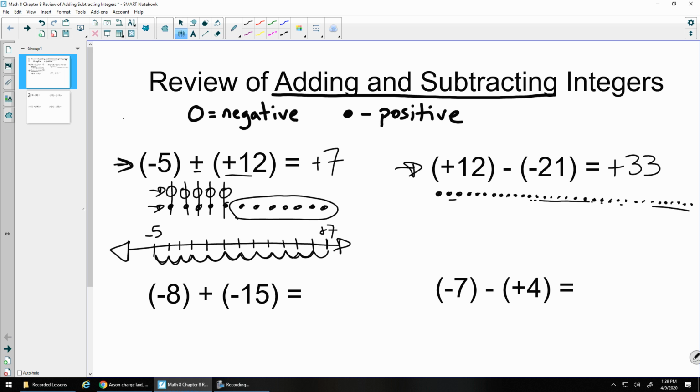This makes sense. I was at 12. Taking away a negative makes your number bigger. I get to positive 33. So maybe that with integer chips is a little bit confusing.